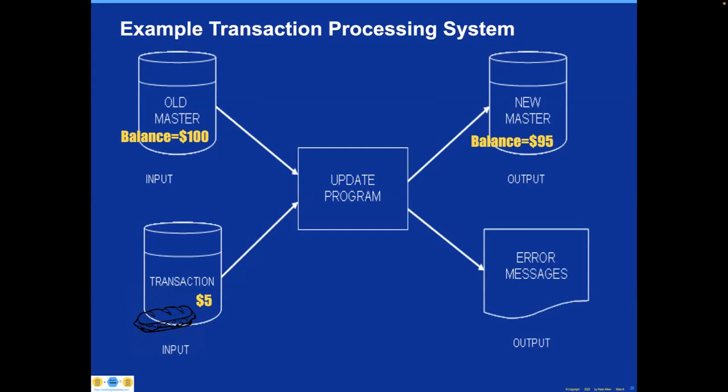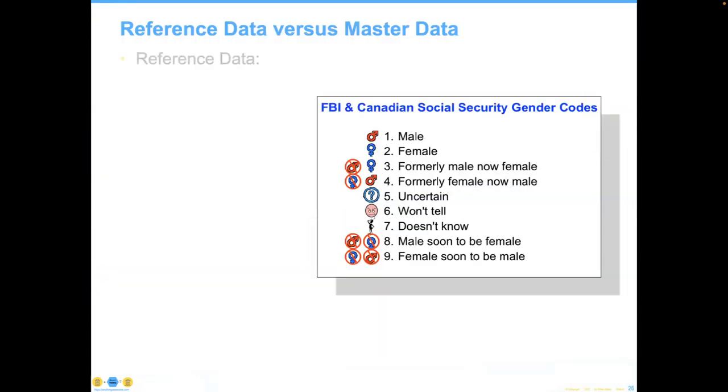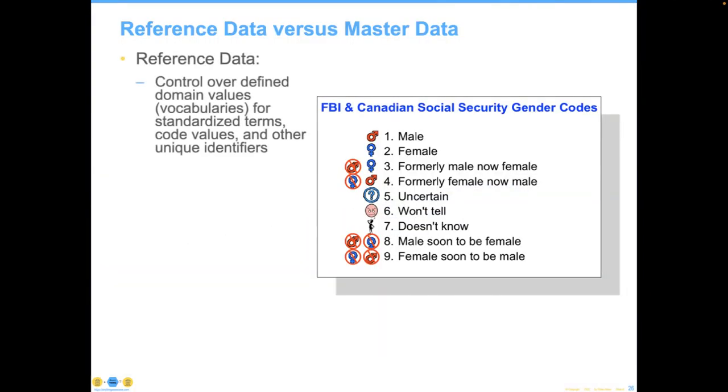That master file, we only want one place in the organization where that $95 rests. If we have too many more places than that, we run the risk of going back to $100 and allowing Peter to take too much money out of the bank because of the lack of controls in that context. So let's talk about reference versus master here.